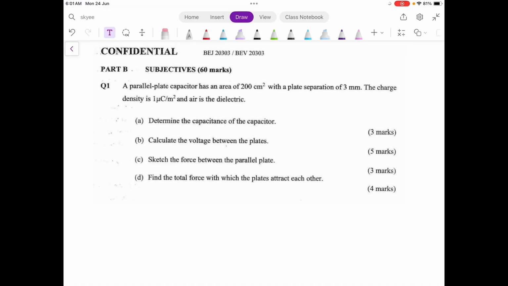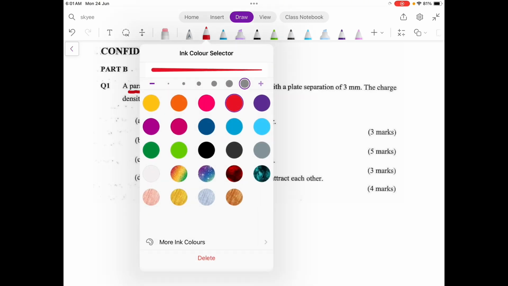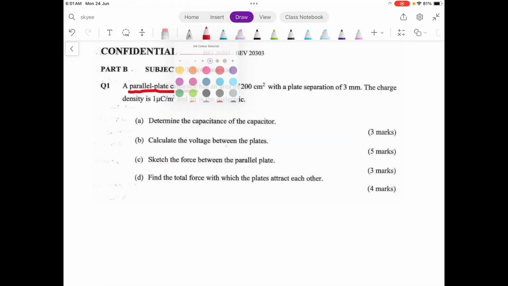So let's look at the subjective questions in part B. You have a parallel plate capacitor. This parallel plate has an area of 200 centimeter square, so this is the area, with a plate separation of 3 millimeter. So this is the plate separation.